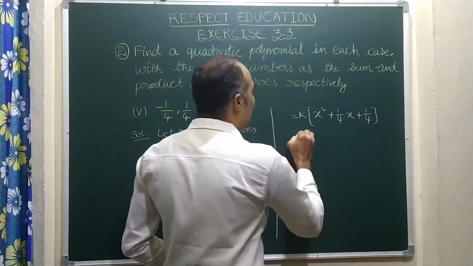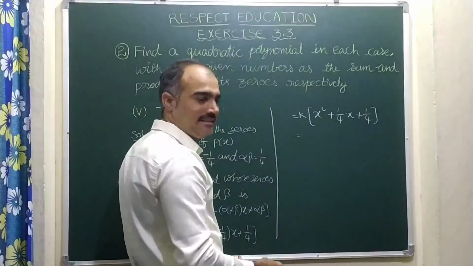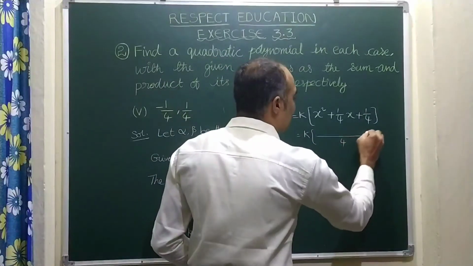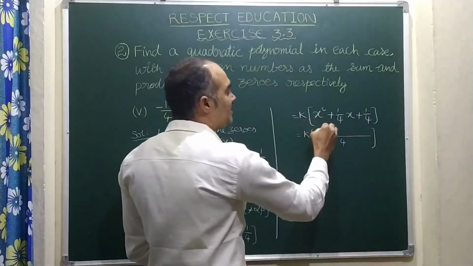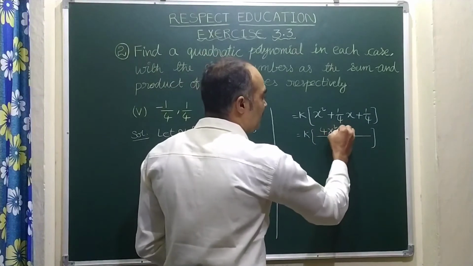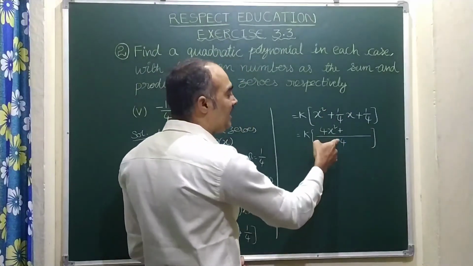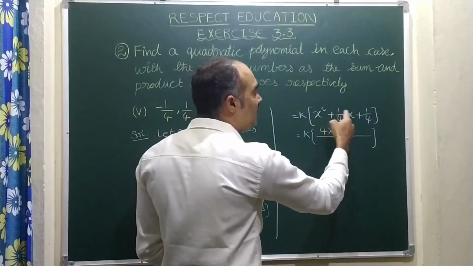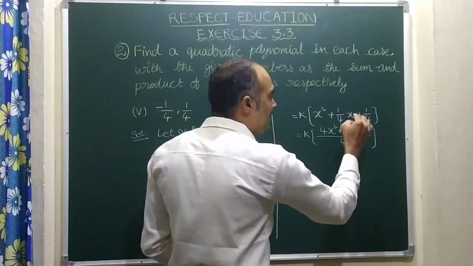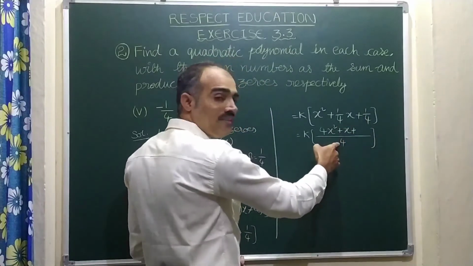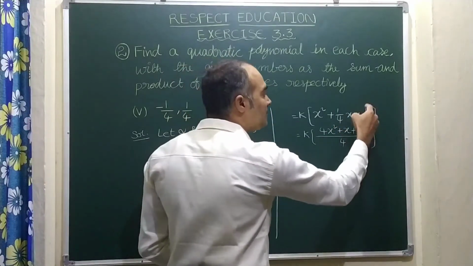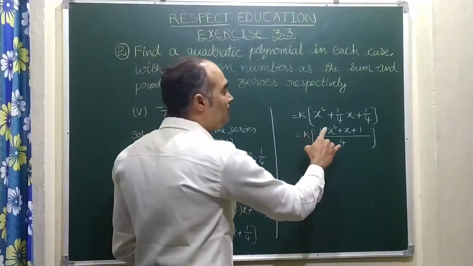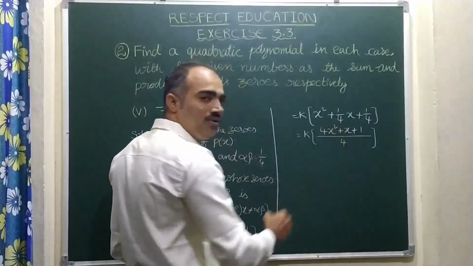Now here you see 4 can be taken as LCM. So here we write k into, here I am taking 4 as LCM. 4 into x square is 4x square plus, here you see the LCM 4 is in the denominator. So we can write 1 into x as it is. 1 into x is x. And here also same 4 is there as LCM, 4 is in the denominator. So we can write this one as it is. Now till here we get k into 4x square plus x plus 1 by 4.